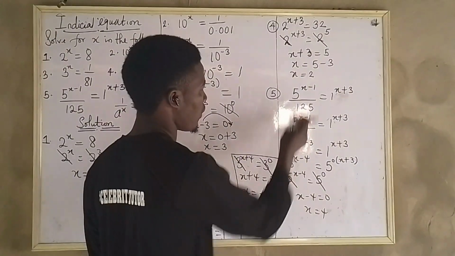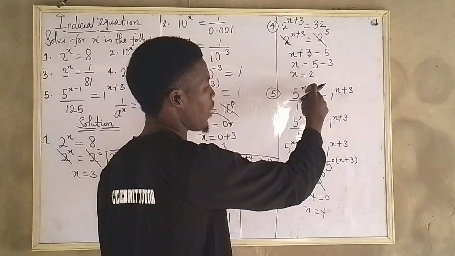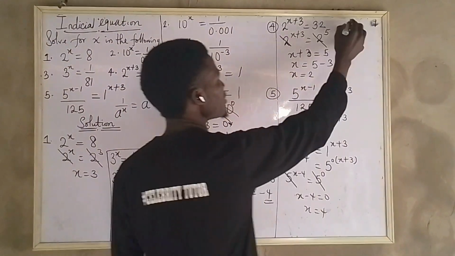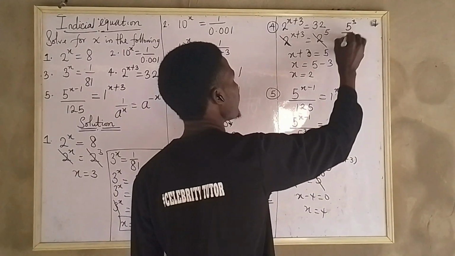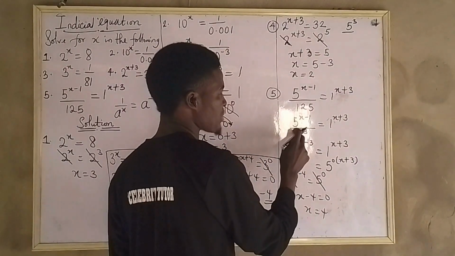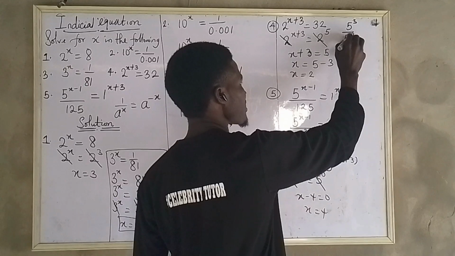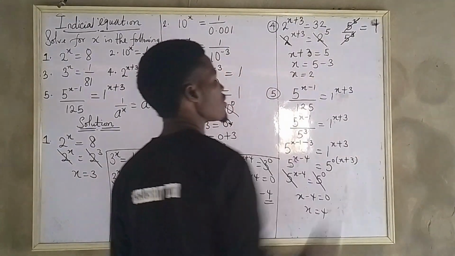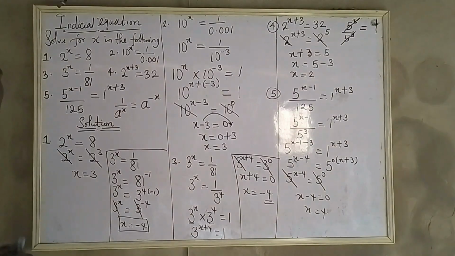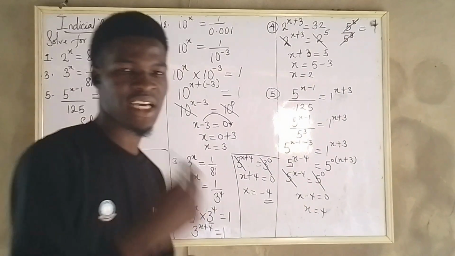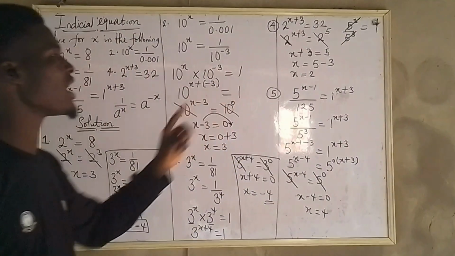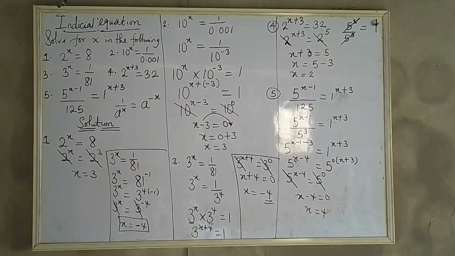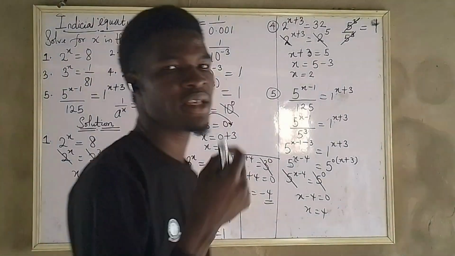Now if x is 4, 4 minus 1 is 3. So we have 5 raised to power 3 over 125, and 125 is the same thing as 5 raised to power 3. And you see 5 raised to power 3 here, 5 raised to power 3 here, and you can see the answer is 1. One thing about an equation is that the left hand side must always be equal to the right hand side. So you can see that we've been able to solve this question using our previous understanding of indices.